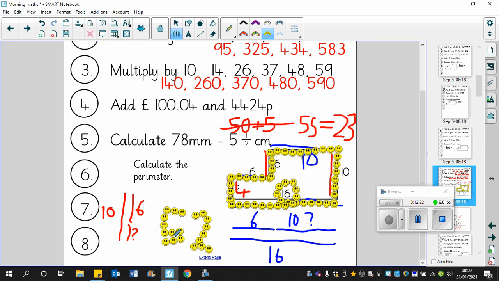If you're not paying attention, then hard luck. So the perimeter is 52, and I think we said millimeters. So that's 5 centimeters and 2 millimeters. That's another way of doing it.